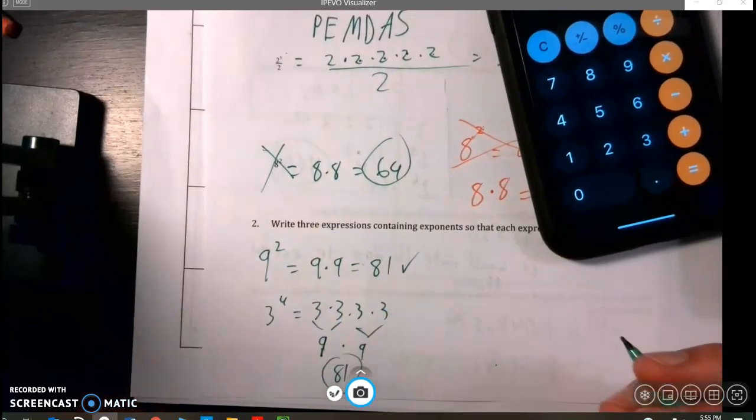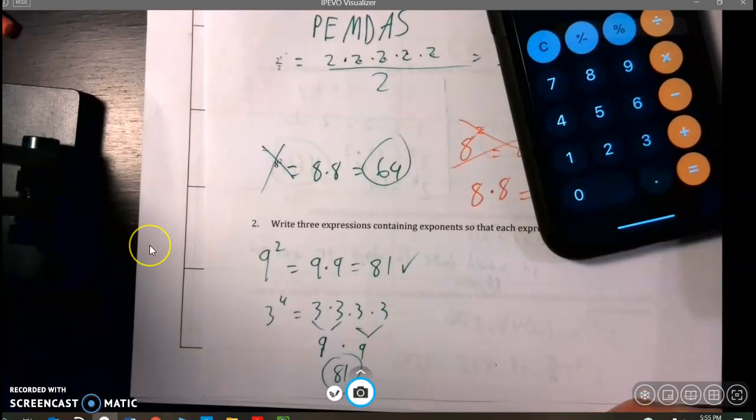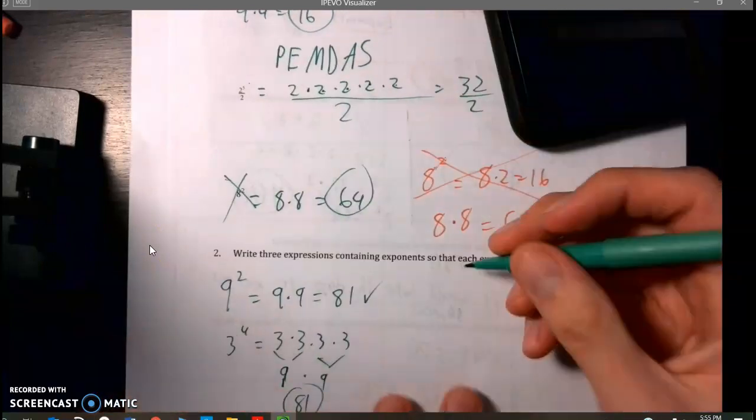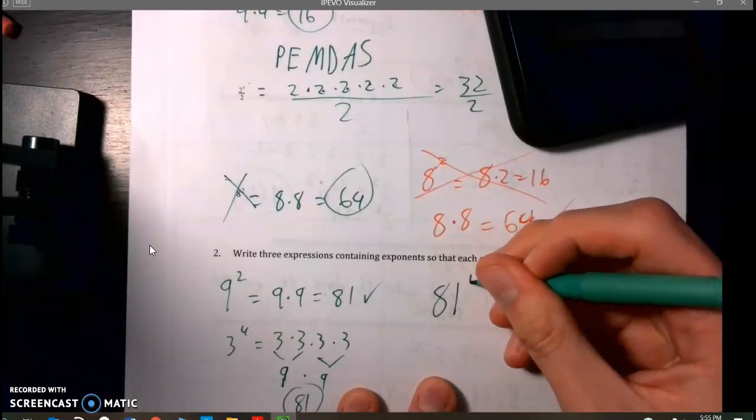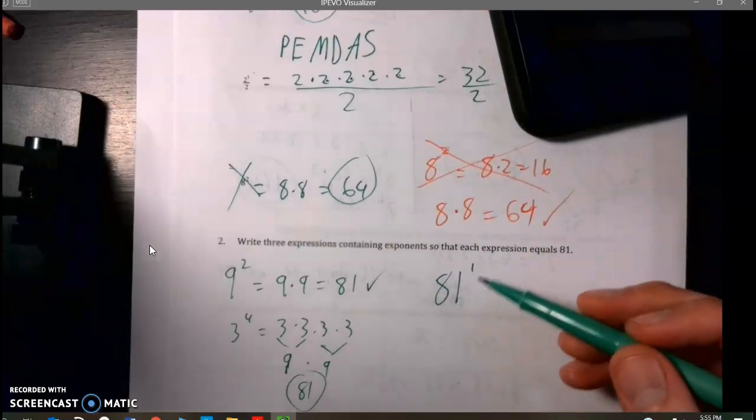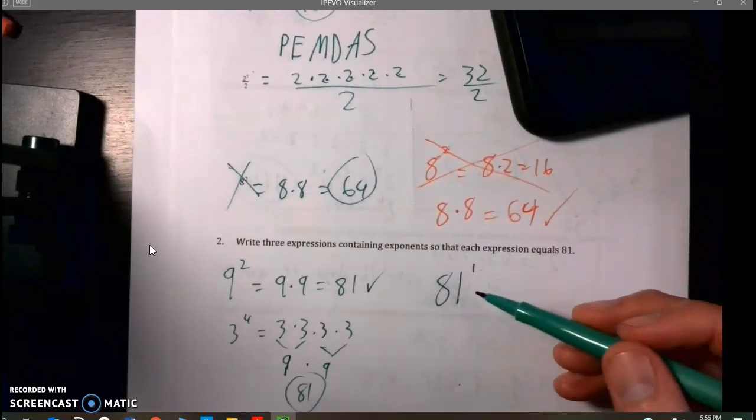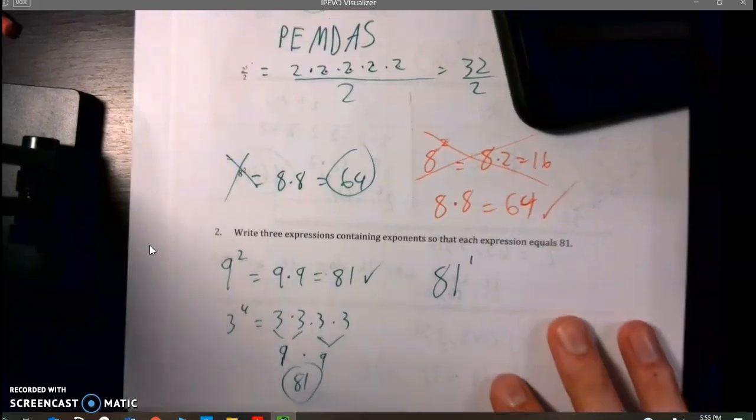Okay. And the final one is a bit of a tricky one. You could also have just written 81 to the first power, basically saying 81 one time itself is 81. So those are your 3.